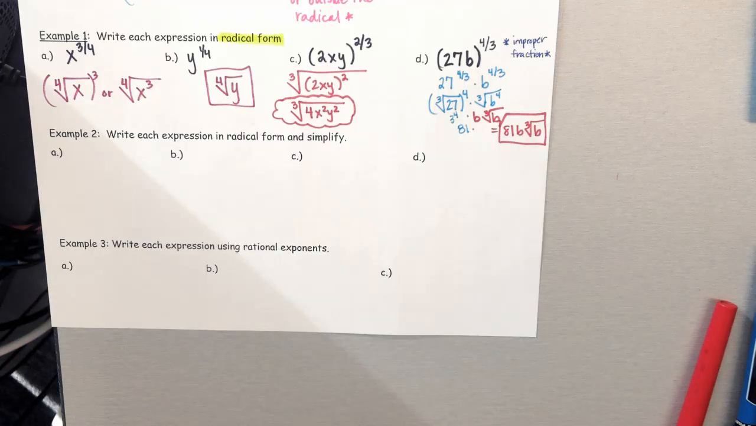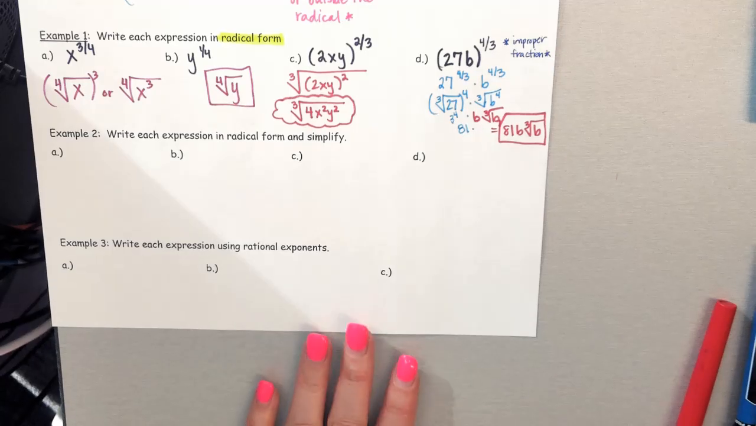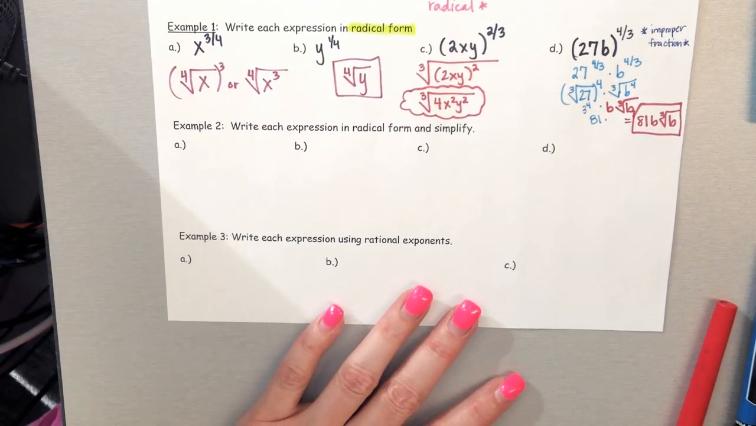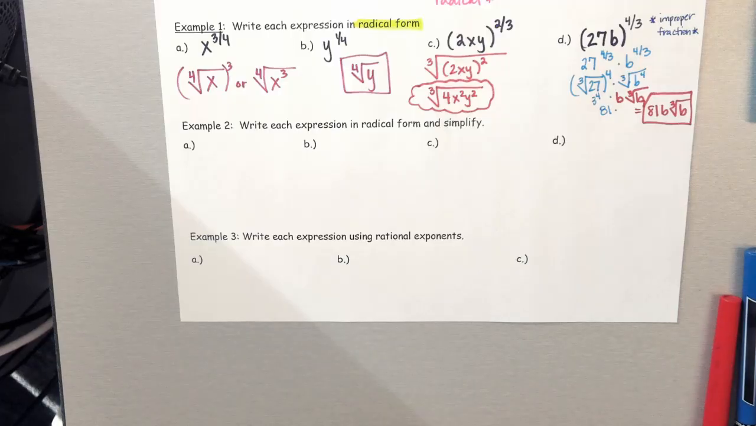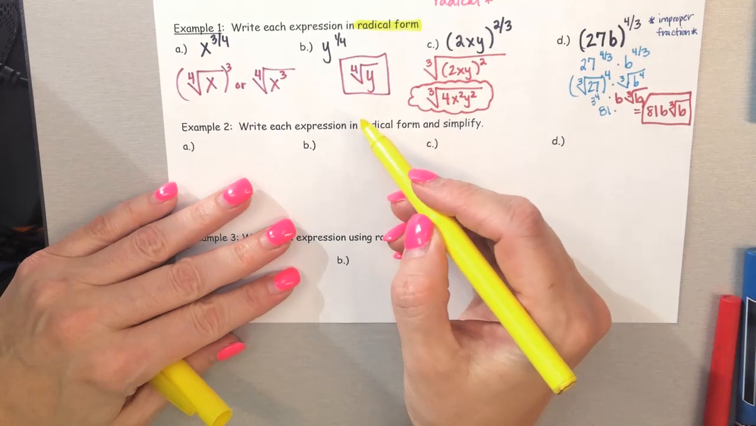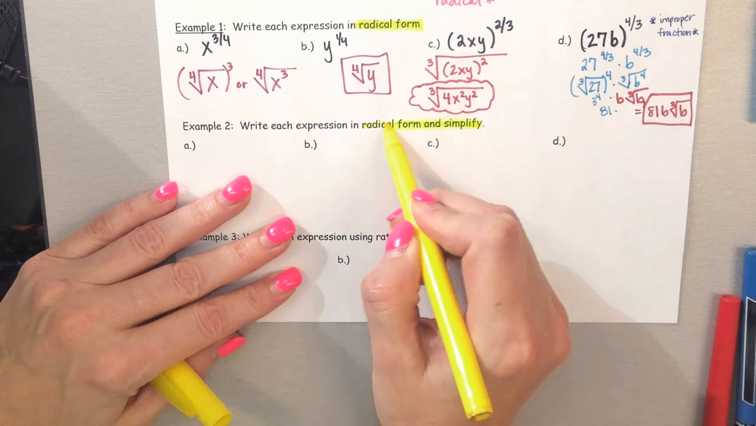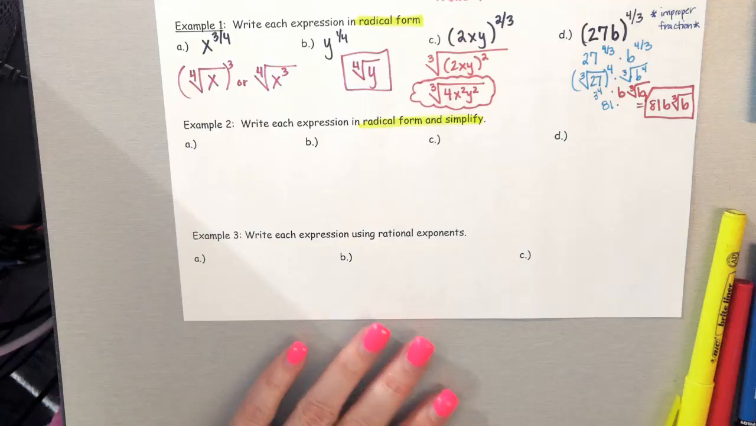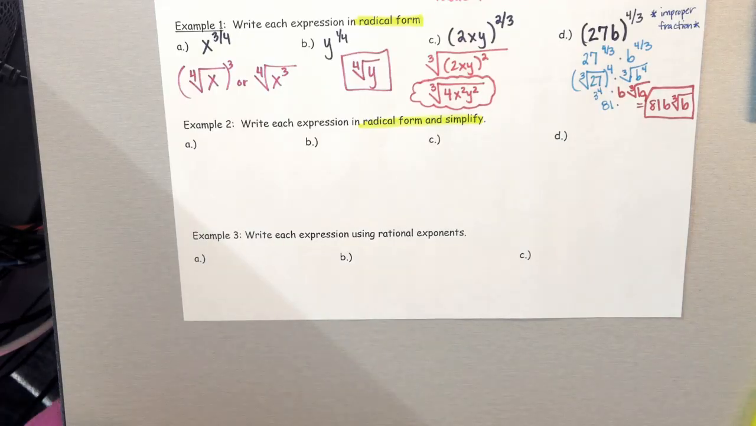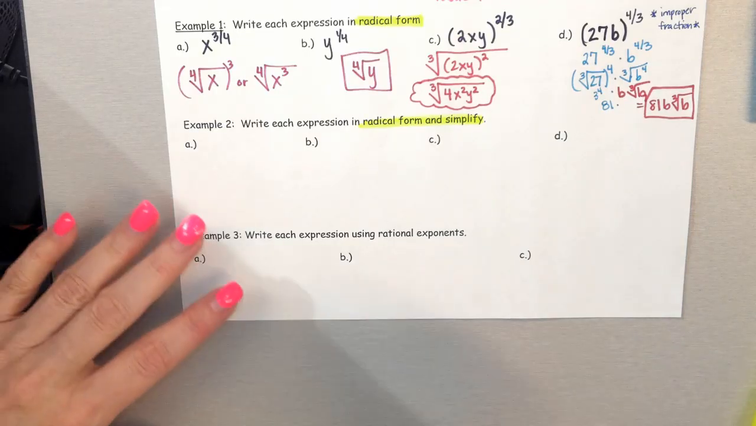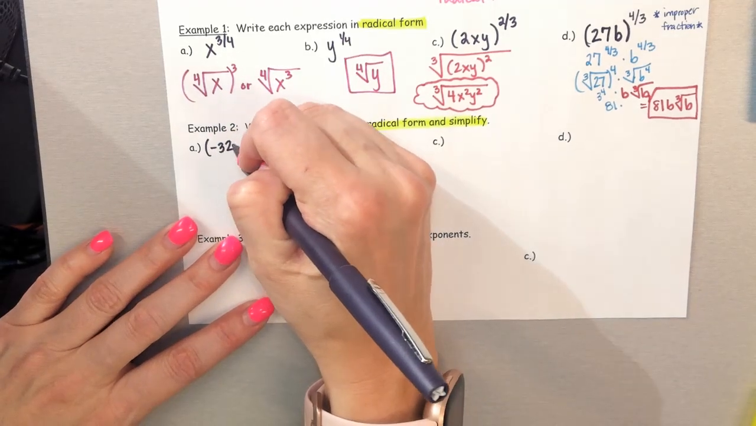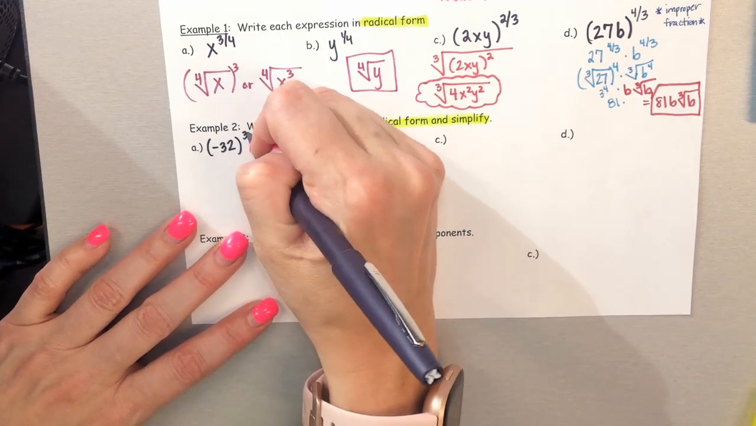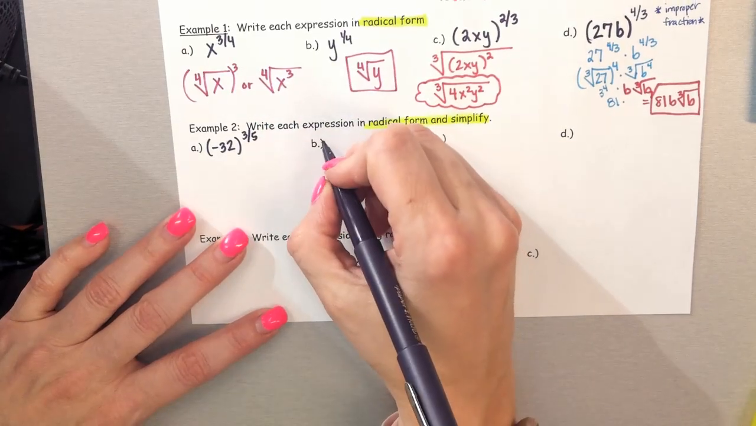So because this was an improper fraction, we could simplify that radical. If you have a fraction that's less than 1, you won't be able to take anything out of it. Now the directions in the next one say to write each expression in radical form and simplify. So it's going to be very similar to what we did above. And when you're simplifying, you just have to make sure if you have any perfect values that you're taking those out. Okay, so I'm going to let you try A and B.